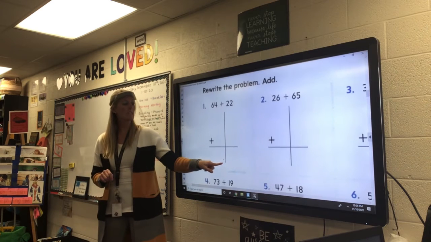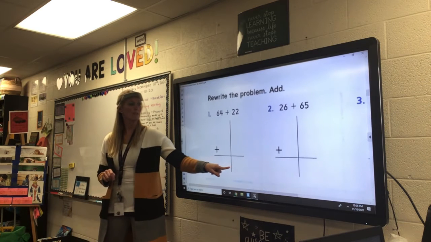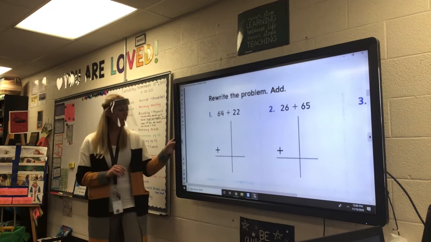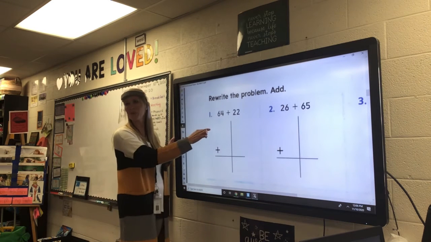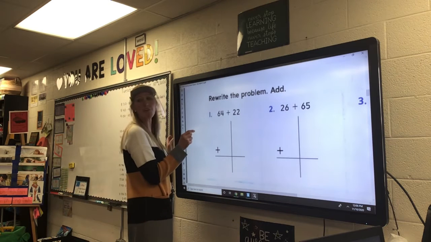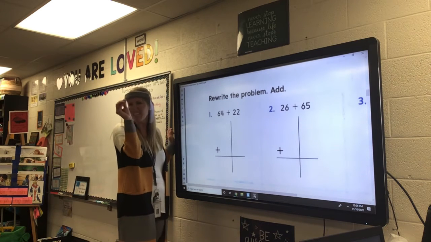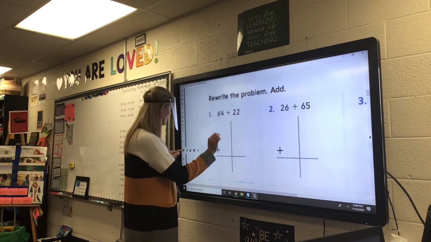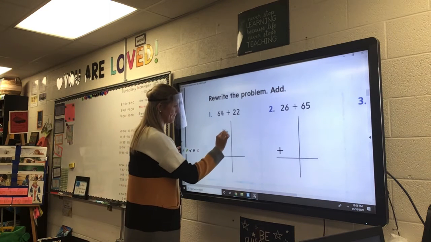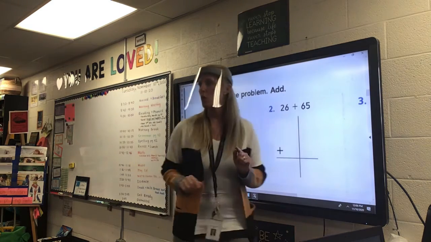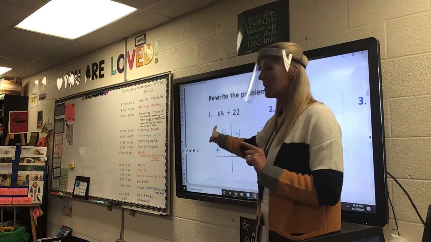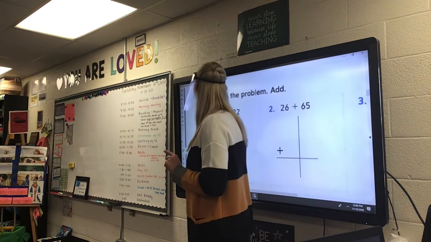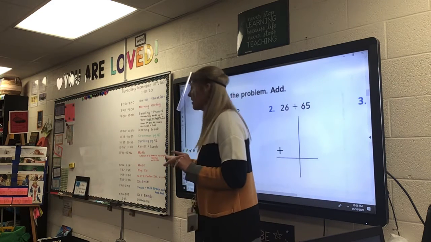Okay, Mrs. Murphy is going to start on number 1. 64 is going to go on top. Don't put 64 too high in case you have to carry a 1, because then your 1 is going to get scrunched. So put your 64 kind of towards the middle top. Look how Mrs. Murphy wrote that. 6 is in the tens, 4 is in the ones. I got my 64 now.